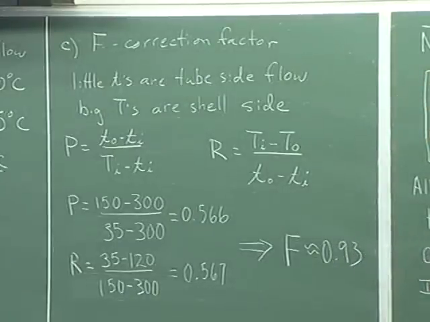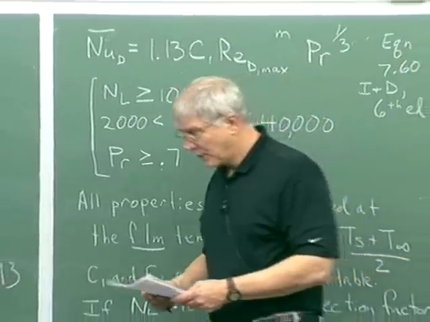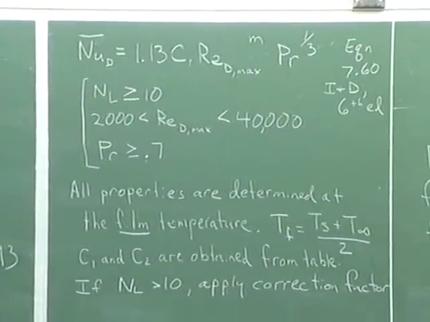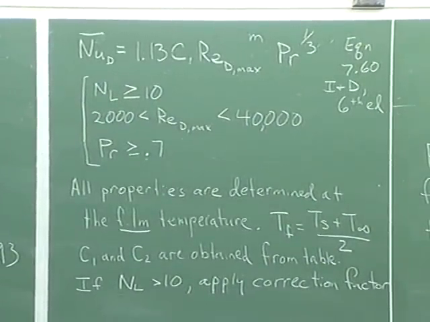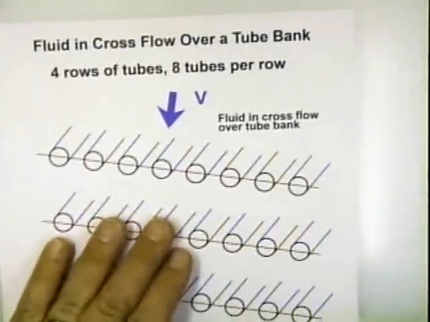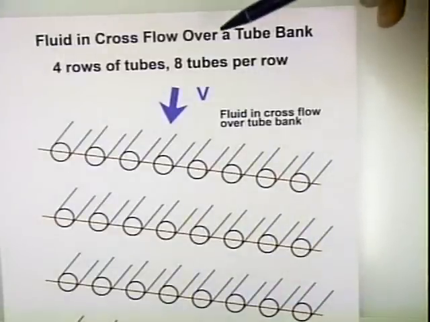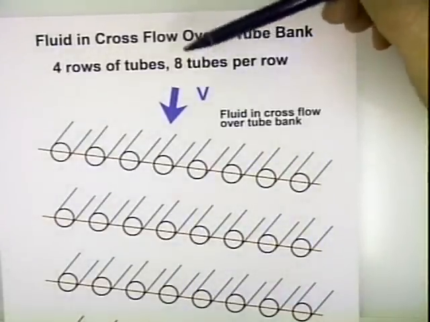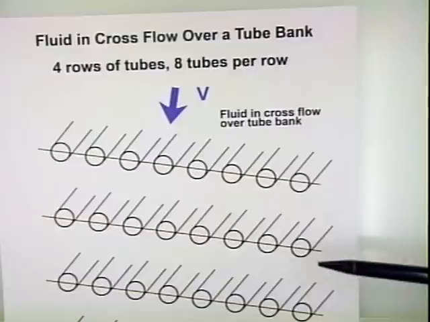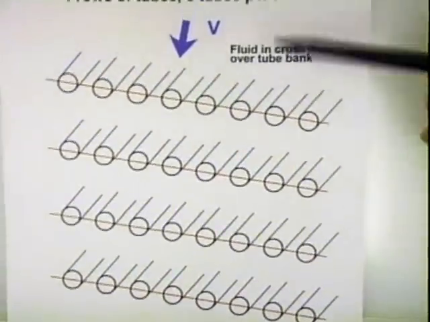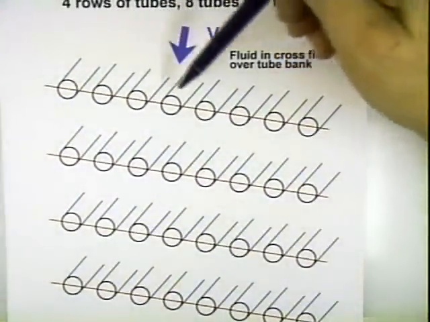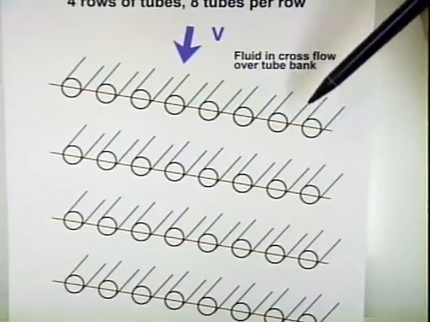The next step is to determine the tube bundle dimensions, because we have a shell and tube heat exchanger, so we've got bundles. I have another diagram over here to show you the bundles. If we look at this, I've chosen 4 rows of tubes. We have 4 rows of tubes, and there are 8 tubes per row. Again, I did not know exactly what to choose. I just picked a number.